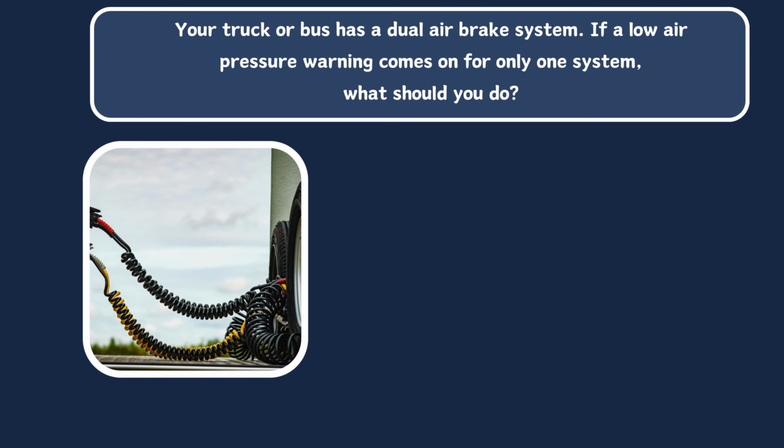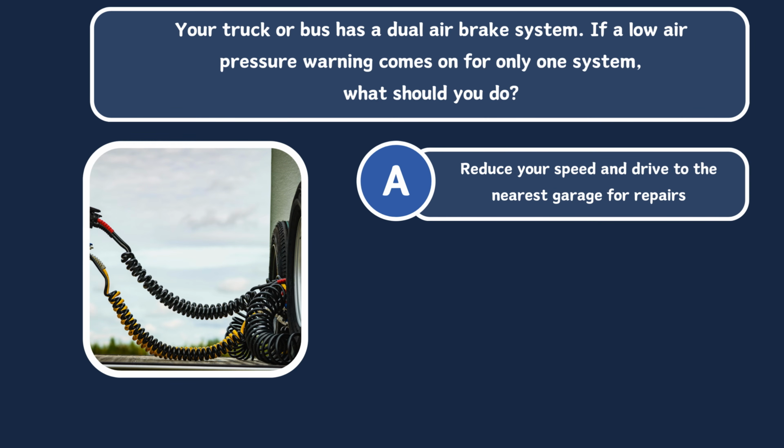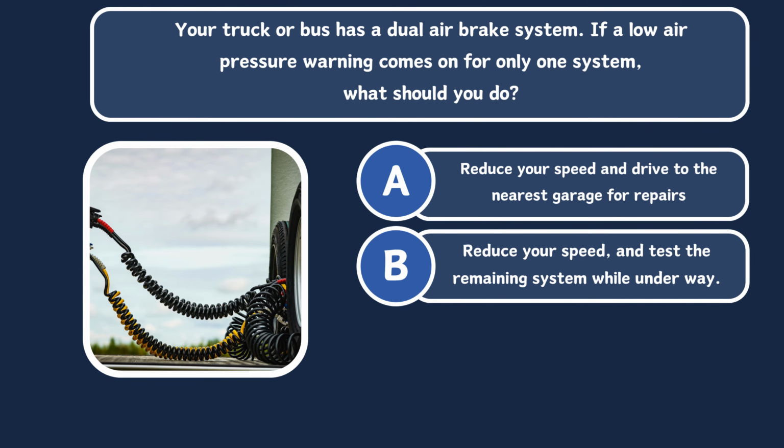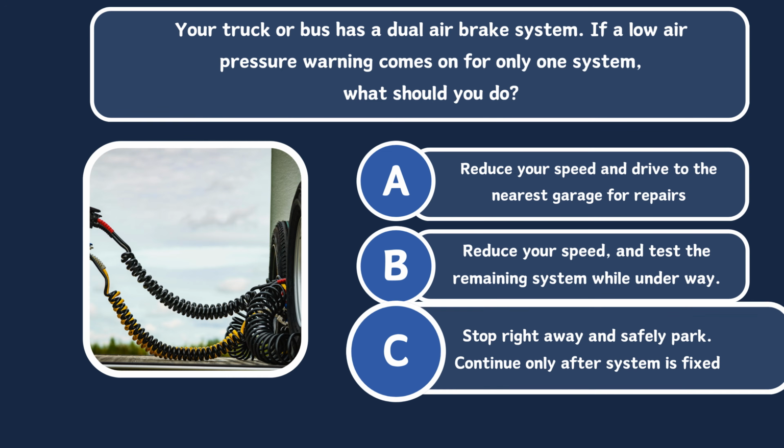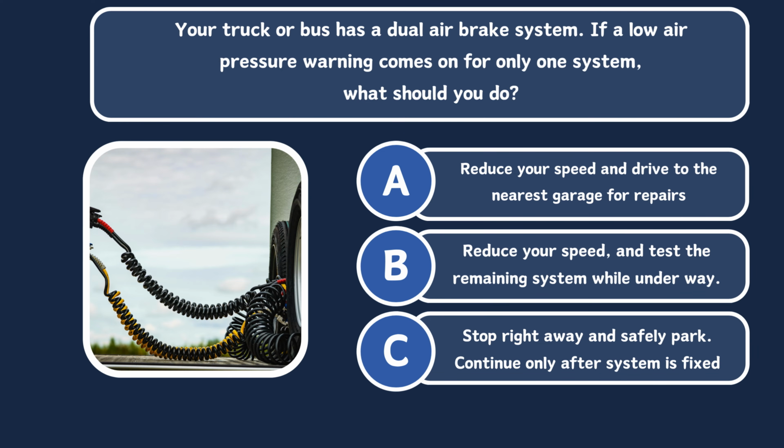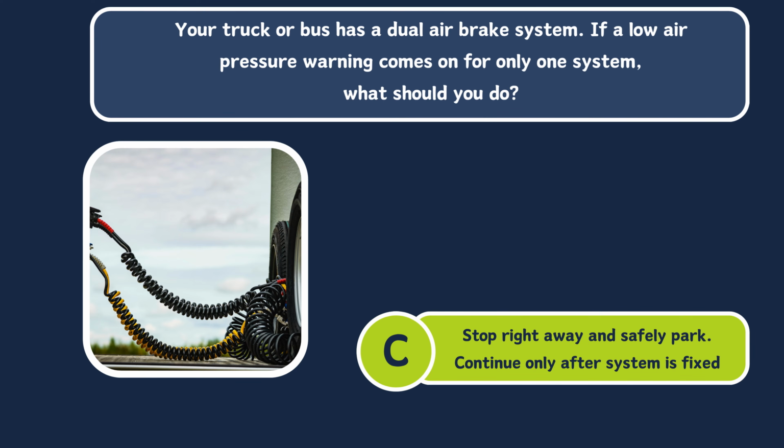Question 22. Your truck or bus has a dual air brake system. If a low air pressure warning comes on for only one system, what should you do? A. Reduce your speed and drive to the nearest garage for repairs. B. Reduce your speed and test the remaining system while underway. C. Stop right away and safely park. Continue only after system is fixed. Correct answer is C. Stop right away and safely park. Continue only after system is fixed.